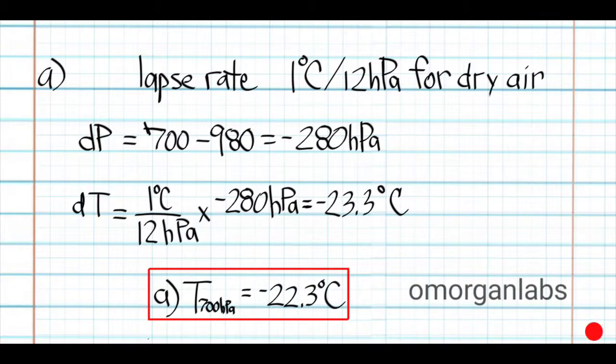So we start out at 1 degree. So if our delta T is minus 23.3, our answer would be negative 22.3 degrees C. So that's A. Done.